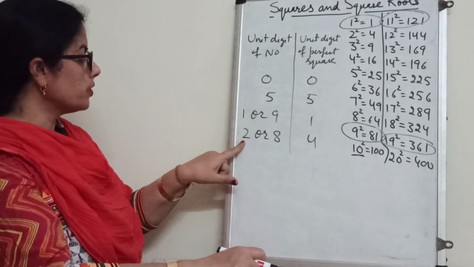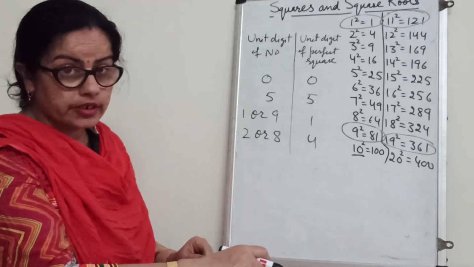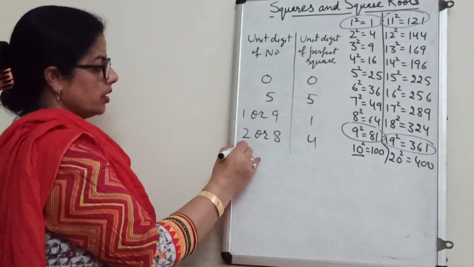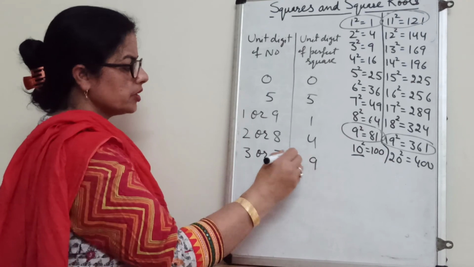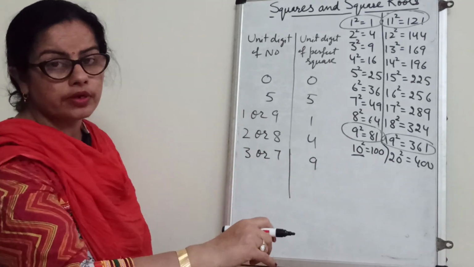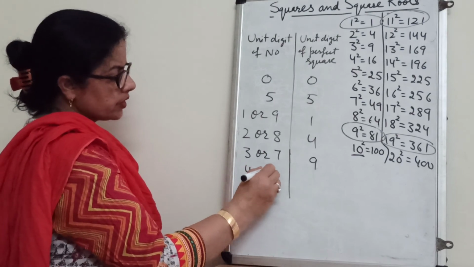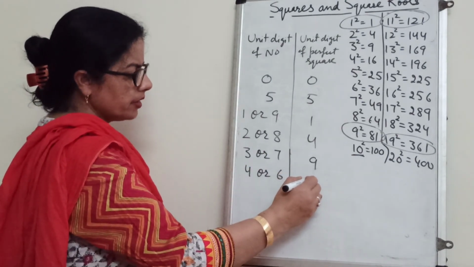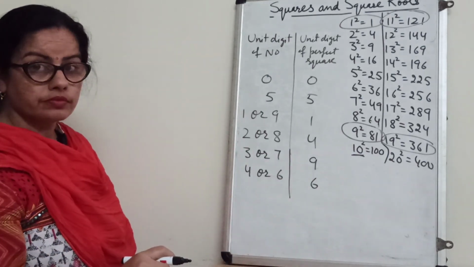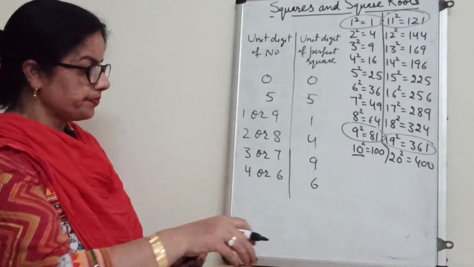Which means if the unit digit of the number is 2 or 8, then the unit digit of the perfect square ends with 4. If the unit digit of the number is 3 or 7, then the unit digit of the perfect square will be 9. If the unit digit of the number is 4 or 6, then the unit digit of the perfect square will be 6. Is it clear? So this is our second property. Now third.